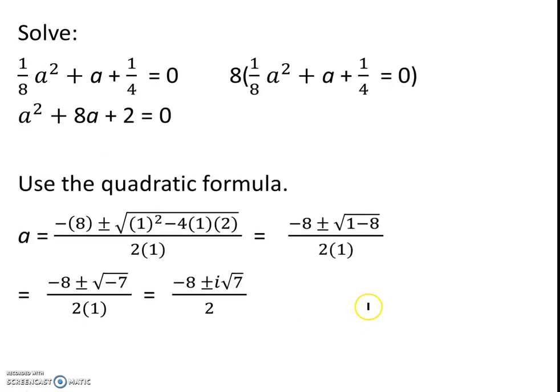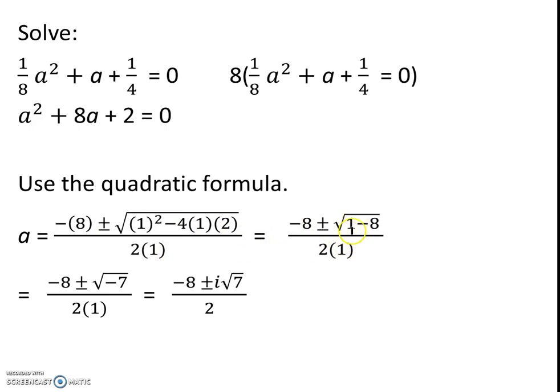Continuing on, we have 1/8 a squared plus a plus 1/4 equals 0. Well, I don't want to work with fractions, so I'm going to multiply by the LCD, which is 8. And when I do that, I get a squared plus 8a plus 2 equals 0. Plugging that into our quadratic formula, and then we continue to simplify.